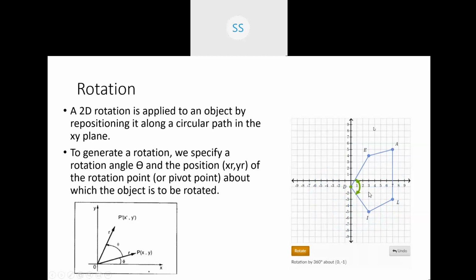Now looking at the example on the right hand side, you can see that the angle by which it is rotating is theta. And the pivot point about which it is rotating, if you can see here, what is your x value and what is your y value? The x value is 0 and the y value is -1. So the pivot point for this particular diagram is given like that.